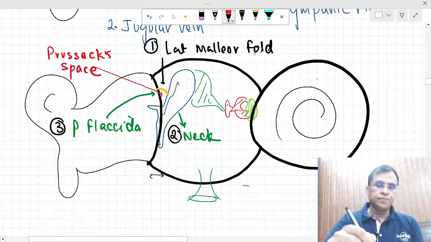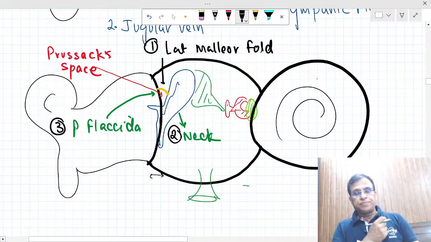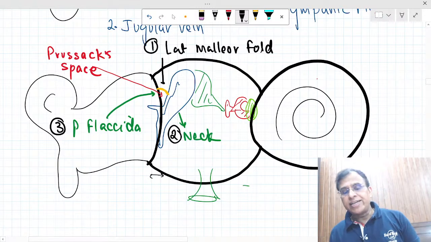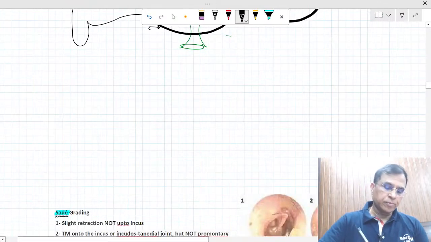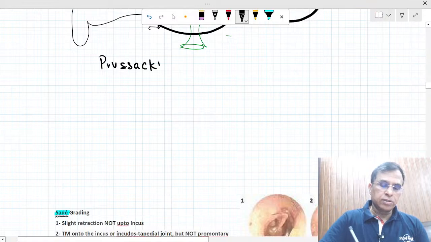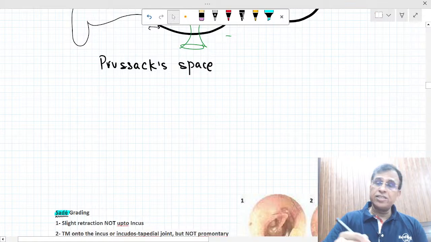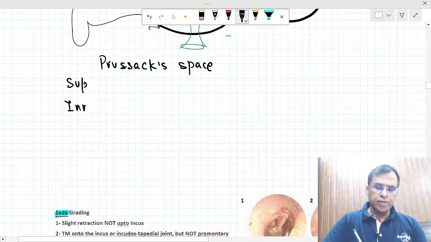Prussak's space, very important space. Can you see that diagram, Prussak's space? Now, for Prussak's space you have to know two things. A, the name of the three boundaries, which is very simple. So tell me, what is the superior boundary, what is the inner boundary, and what is the outer boundary?